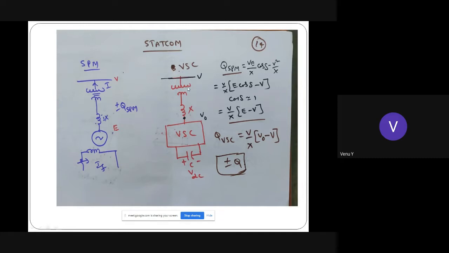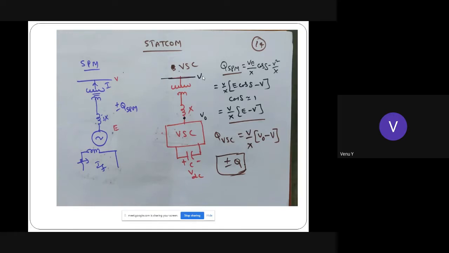The functioning is similar to that of the SPM. So now the bus is connected to the STATCOM through a coupling transformer, and the overall reactance of the STATCOM can be taken as X. Therefore, Q_VSC, voltage source converter, equals V by X into (V naught minus V). V naught is the output voltage of the STATCOM or VSC, and V is the terminal voltage.